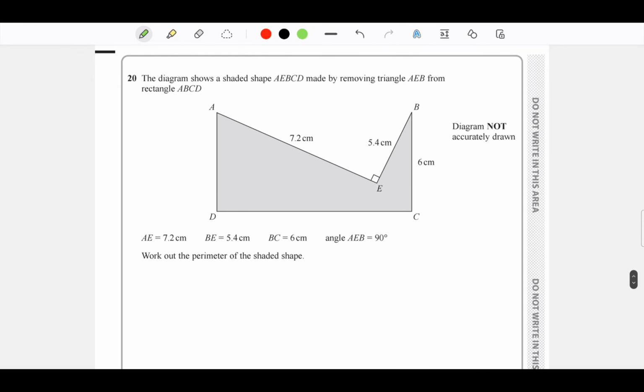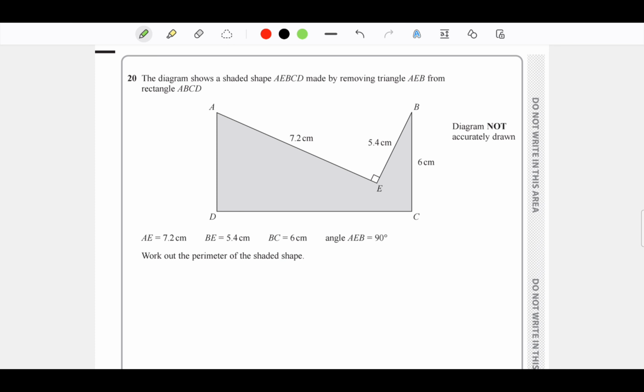Alright, so we're reaching question 20. The diagram shows a shaded shape AEBCD made by removing a triangle AEB from rectangle ABCD. Work out the perimeter of the shaded shape. Okay, so this is quite easy. What we have to do is first find out what the lengths are.